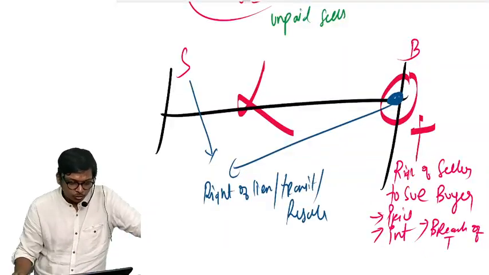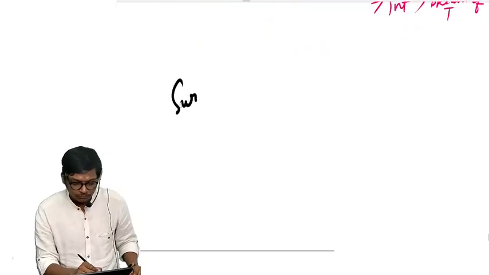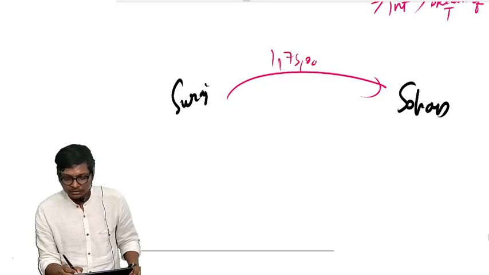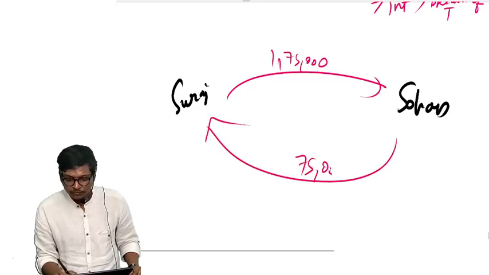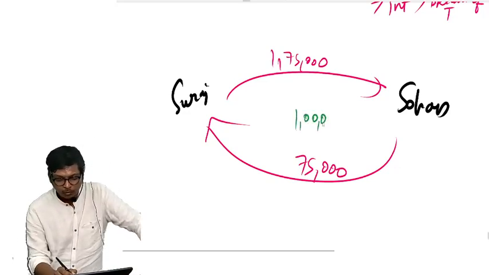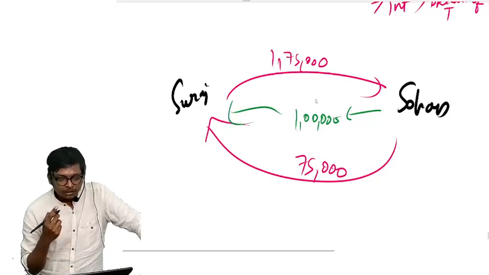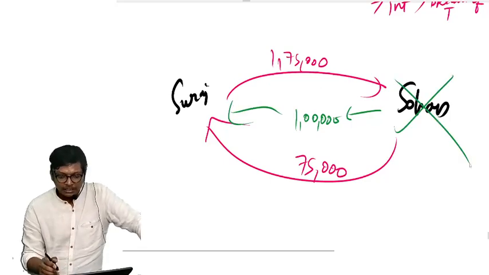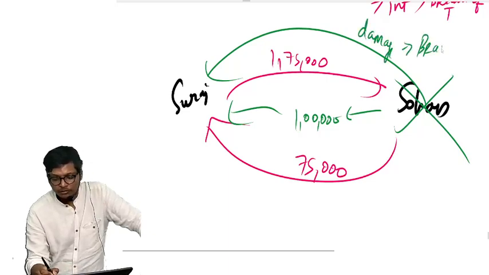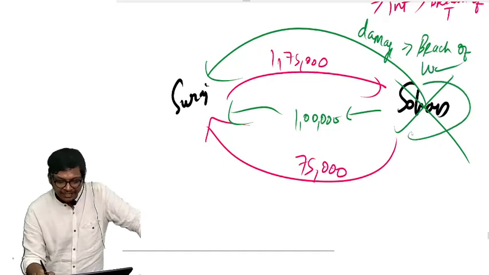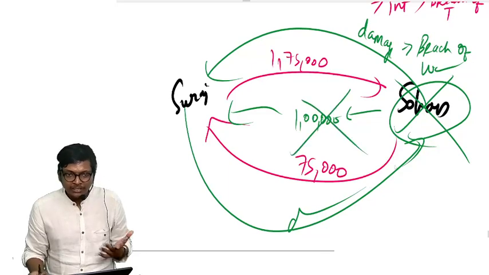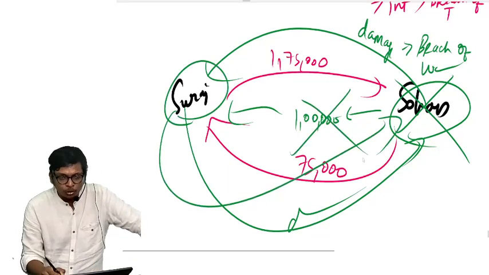See here, if you look at Suraj and Sohan, the whole value of the car is 1,75,000. Sohan paid Suraj only 75,000. How much is still balance? 1 lakh is still not paid. For that, what does he say? The product is not in good quality. He cannot do that. He can sue him for damages on breach of warranty. The buyer can sue, saying the product is not working properly. Then he can be given some damages. You can't hold back the price. Therefore, Suraj can now sue Sohan for price.